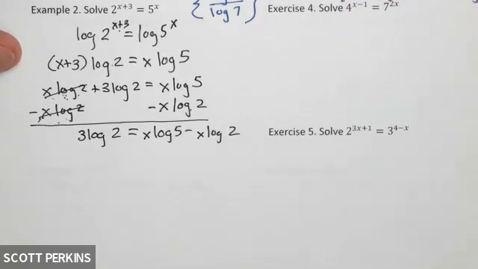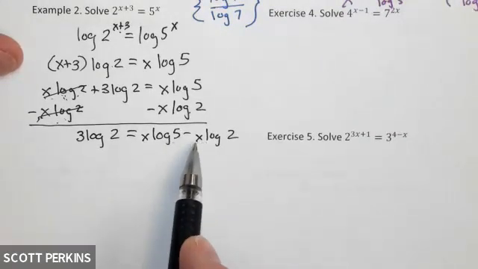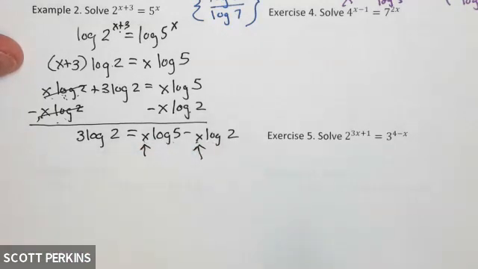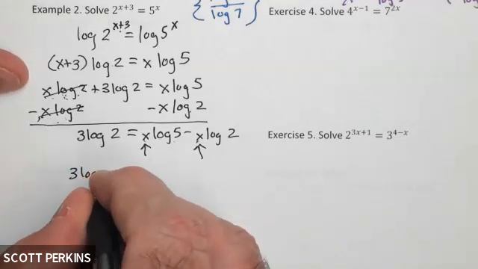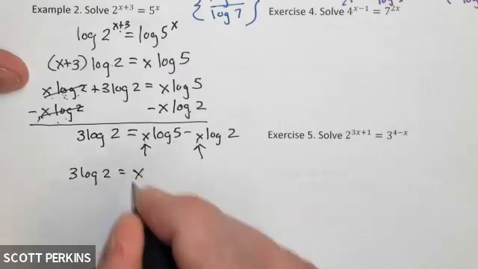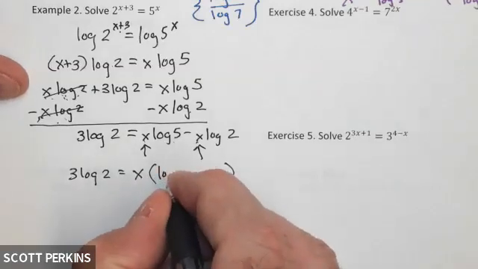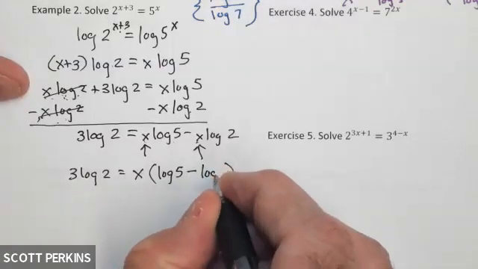Okay, we're 2 steps from the finish line. Step number 1 is, here's what I do notice. Even though these are not like terms, they have an x in common. There's an x right here, and there's an x right here. So again, an introductory algebra concept that you've been doing forever is when there is the same thing in 2 terms, I can factor it out. So I'm going to do that. So I have 3 log 2 is equal to, I'm going to factor that x out. And when I factor the x out, I have log 5, which is just a number. There's some value. I don't care what the value is. I'm going to leave it log 5 and then minus log 2.